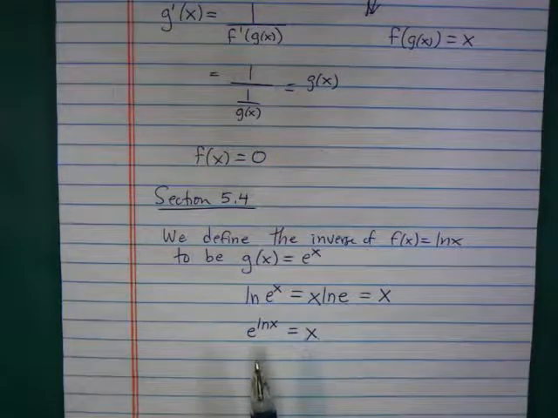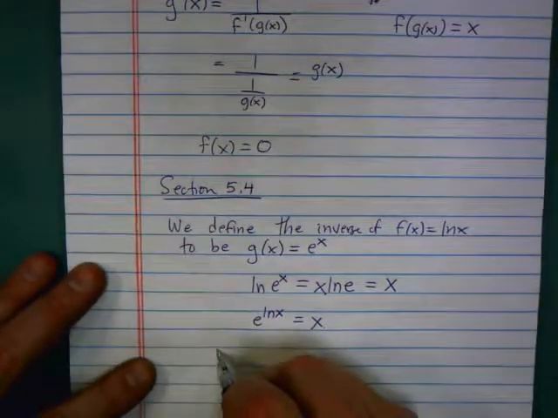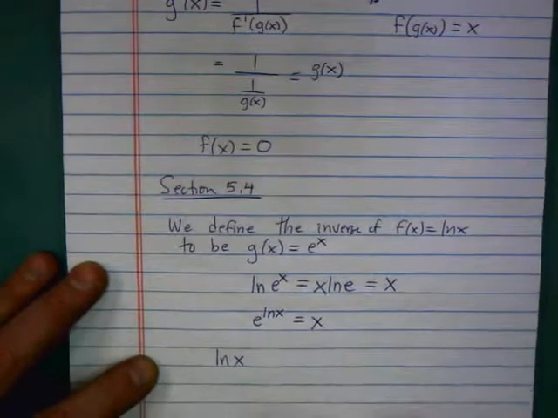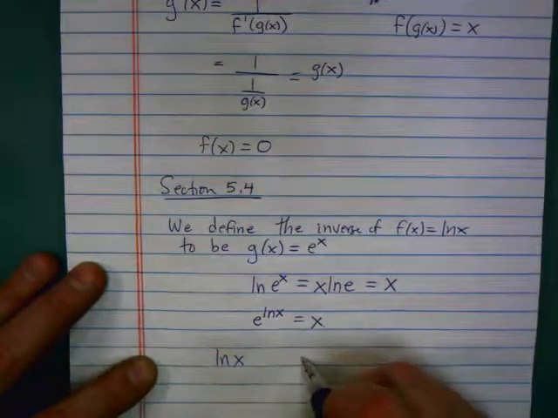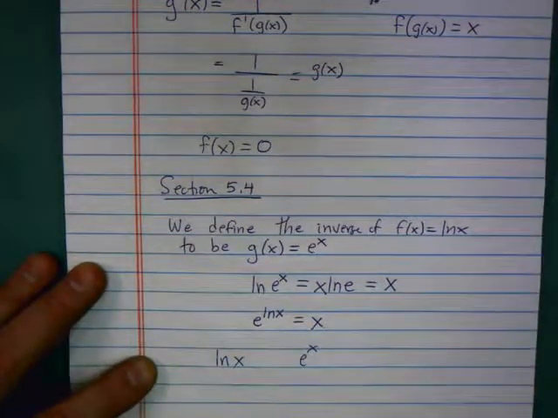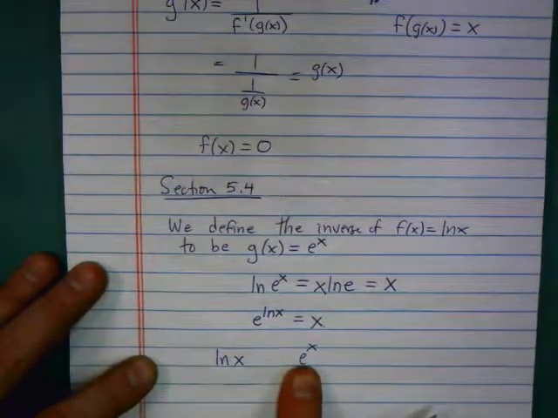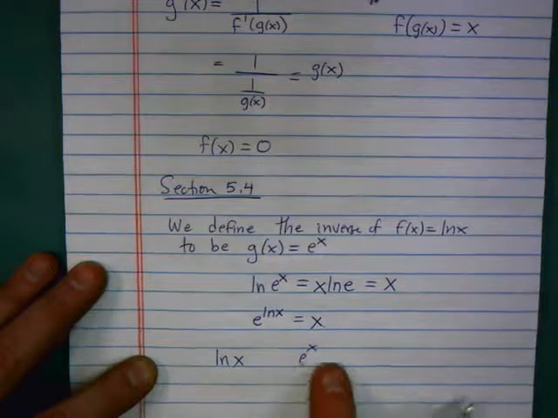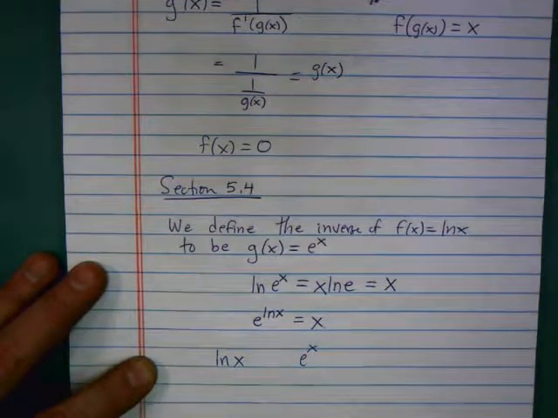Ln isn't a number, though. Ln is not a number. Ln is a function. e is a number. How does a function... Well, remember, we're dealing with two functions. We're dealing with ln x, which is one function, and we're dealing with e to the x, which is another function. e itself is just a number, that's correct. But e to the x is now a function because it's got a variable in it.